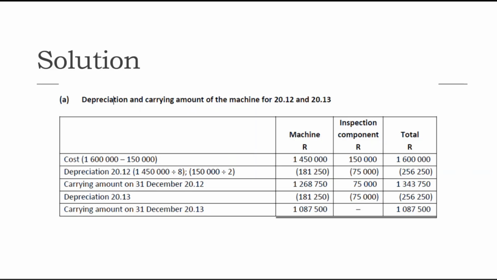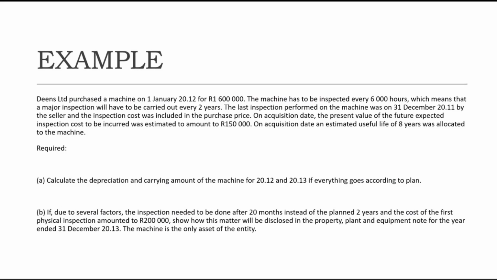Because remember, the 150,000, according to the question, was the inspection that was done just before we bought it. So the question has already told us what the inspection cost is. Normally with PPE, the inspection cost that was incurred gives us an indication of how much the inspection is going to cost in subsequent years, right? This inspection was done on the 31st of December 2011, and we acquired this machine a day after, on the 1st of January 2012. So just before we bought this, an inspection was done, and they've already told us what the inspection cost is.